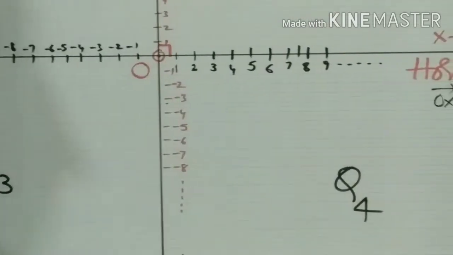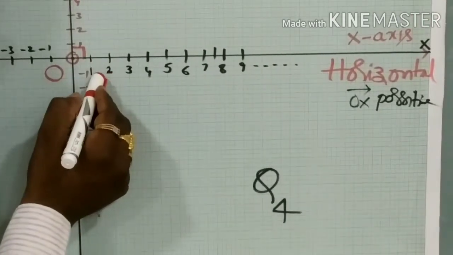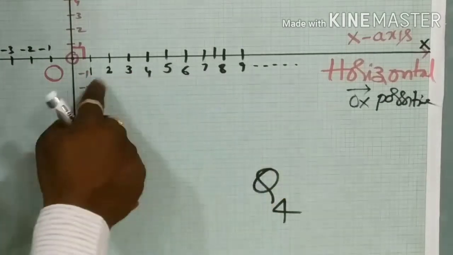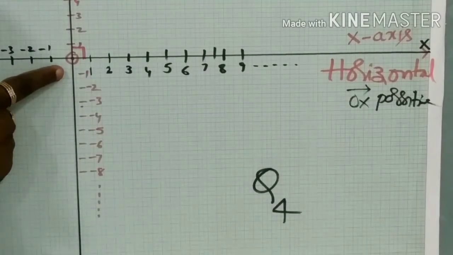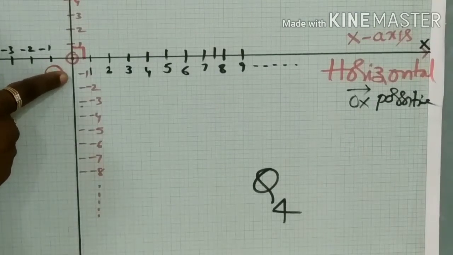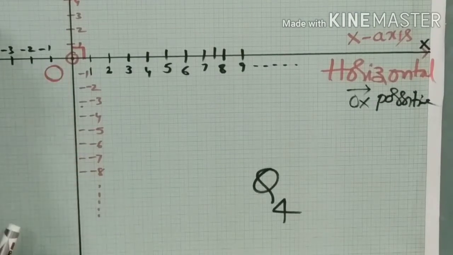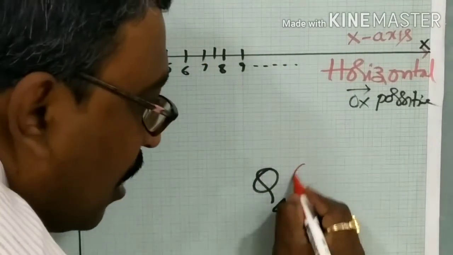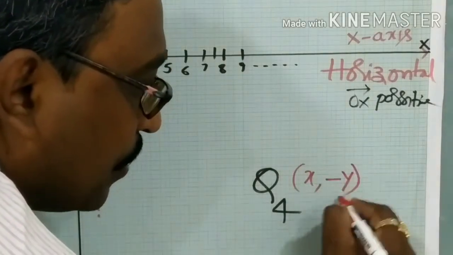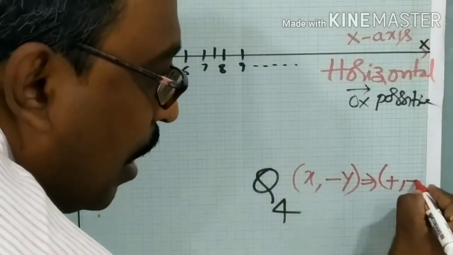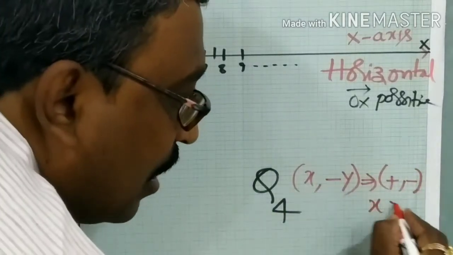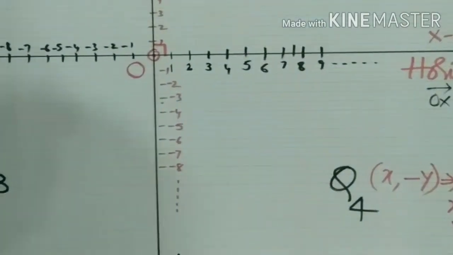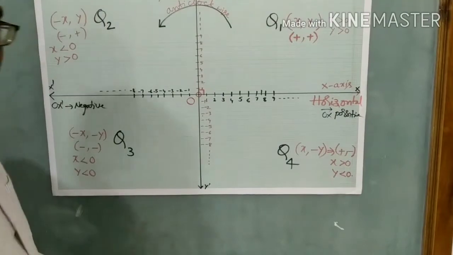Now come to the fourth quadrant. The x coordinate, which is the abscissa, is positive: 1, 2, 3, 4, and so on. The y coordinate, that is the ordinate, is negative: minus 1, minus 2, minus 3, and so on. So x is positive and y is negative, that means plus comma minus. X values are greater than 0 and y values are less than 0. Then the point will be located in the fourth quadrant.